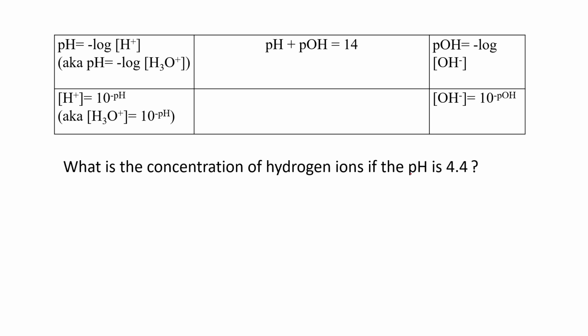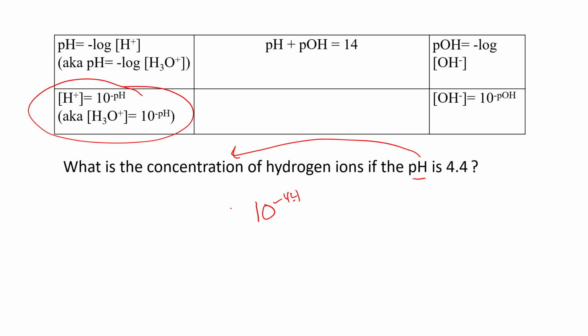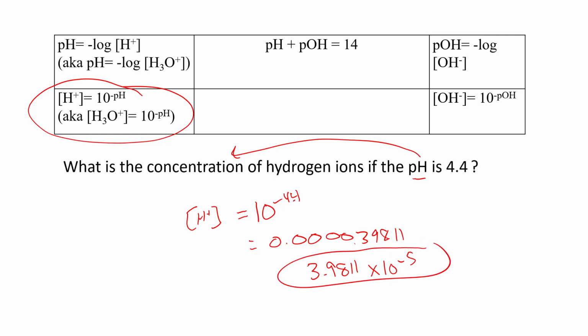So now they're giving me pH, and they want to know what is the concentration. We're going to use this equation. So 10 to the negative 4.4 is equal to that concentration. So 10, little caret key, negative 4.4, equals 0.000039811. So if we want to put this into scientific notation, 3.9811 times 10 to the negative 1, 2, 3, 4, 5. And that's my concentration of hydrogen ions.